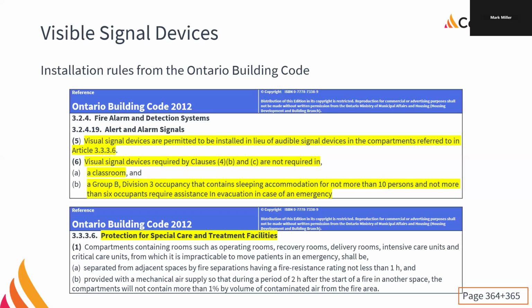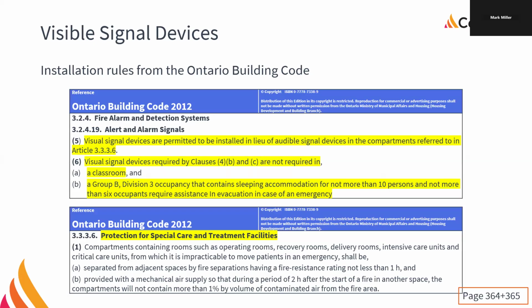Delivery rooms, mom's about to give birth. She's been in labor for 32 hours, and the twins still haven't come. You know, patience is at a minimum. We don't want the fire alarm going off and freaking them out. So we can put in visual signaling devices instead, because it's not the parent-to-be's responsibility to deal with a fire situation. At that point, it is the staff's responsibility. Right, so it's impractical to move the patients.